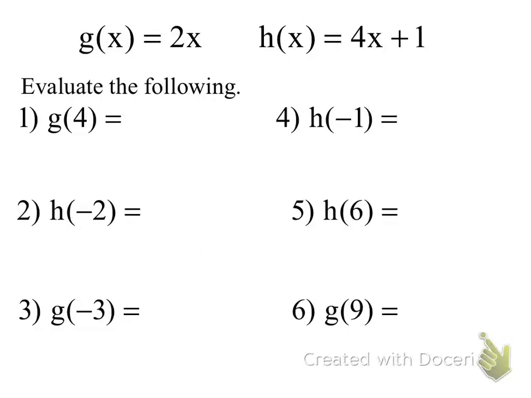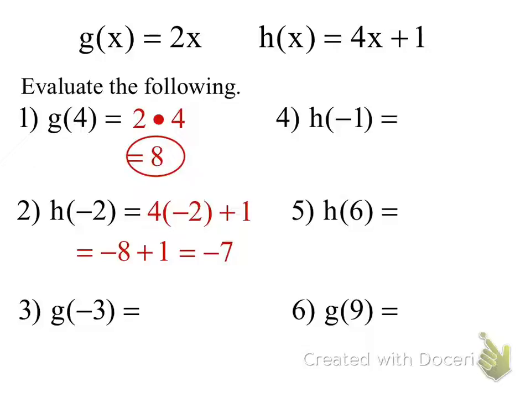They might give us something like this, the g of x. So it tells me when the x is 4, 2 times 4 is 8. Do you remember how we write that? And then when I have the h function, 4 times -2 is -8 plus 1 is -7. The h of -2 is -7. You guys remembering this?